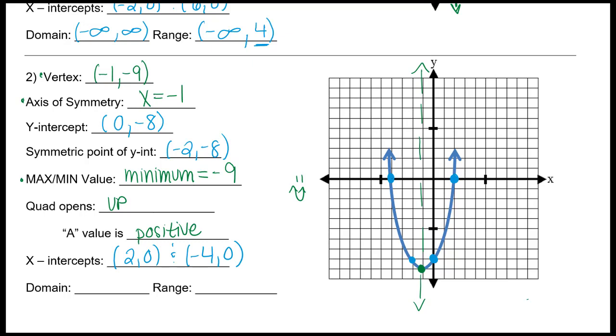Our domain will remain consistent with our quadratics for -infinity to positive infinity. And then our range, we technically have our smallest value, our minimum value to be -9, and it includes that value all the way to positive infinity.